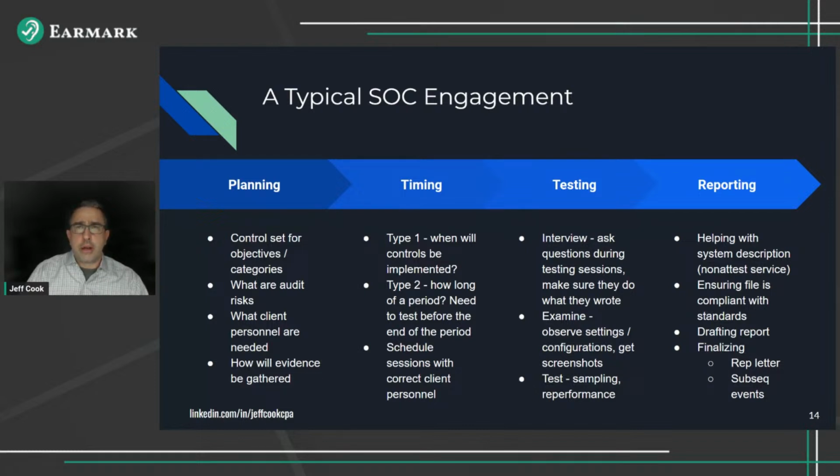Ensuring the file is compliant with the standards during reporting, finally drafting the report, and then finalizing with a rep letter, subsequent events. Similar to financial statements, we need rep letters, we need subsequent events.